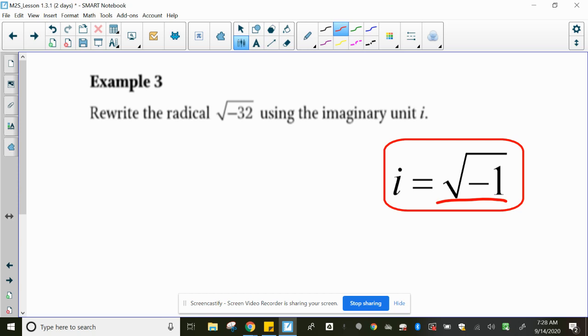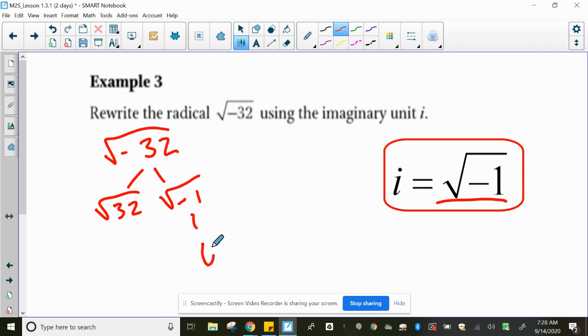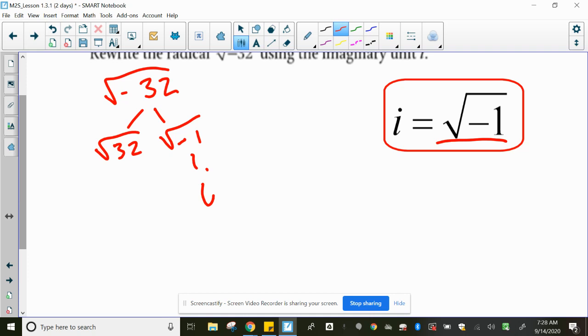We're on example 3 now. So square root of -32. First thing we're going to do is bring out that square root of -1. So now this is really just square root of 32, remembering that square root of -1 is just i. Now we're going to rewrite root 32.